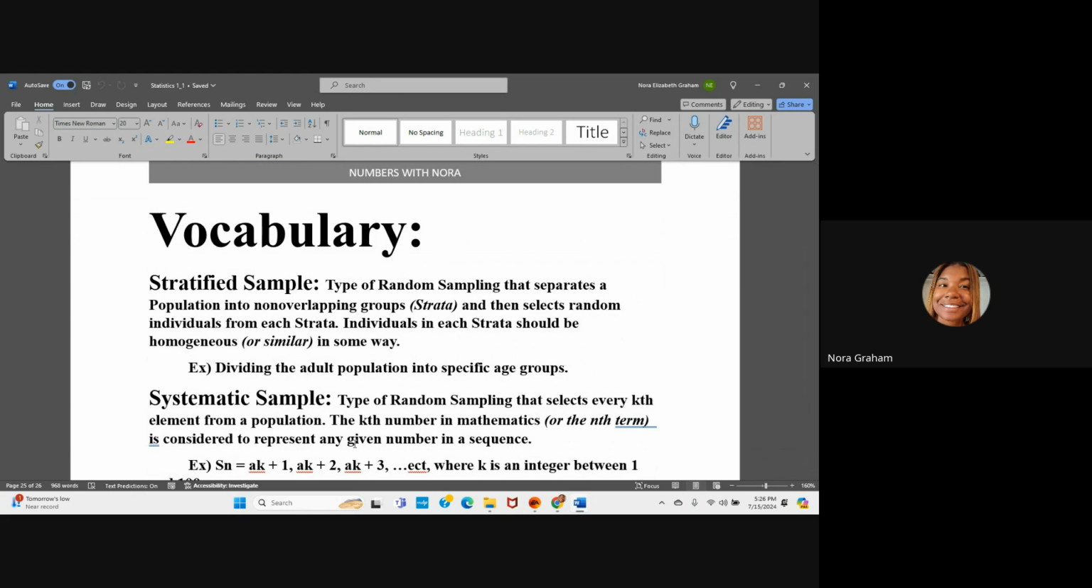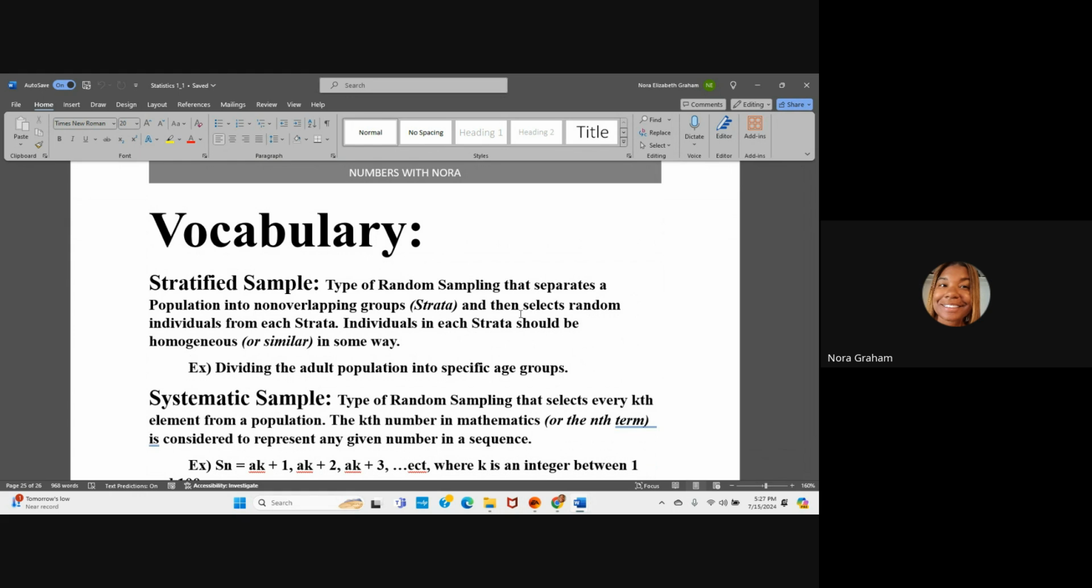So stratified sampling is going to be a type of random sampling that separates a population into non-overlapping groups. And usually we call these non-overlapping groups strata, okay? And then selects random individuals from each strata. And individuals in each strata should be homogeneous, which means similar in some way. So that's a lot of words to take in. So let me give you an example.